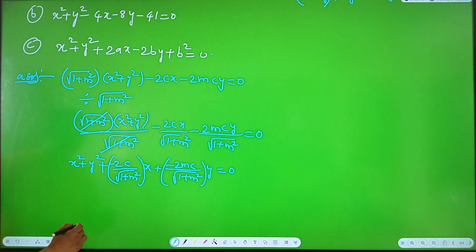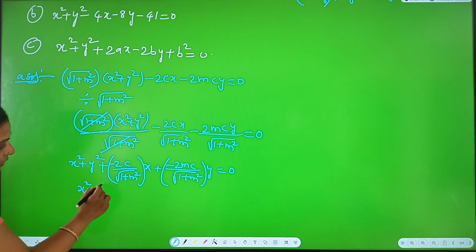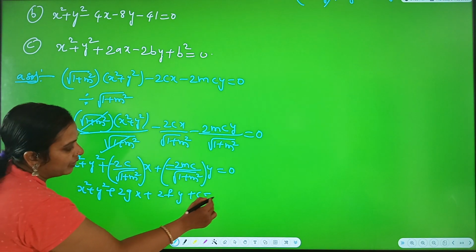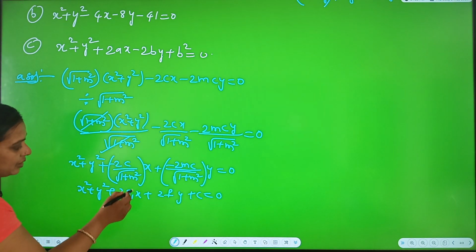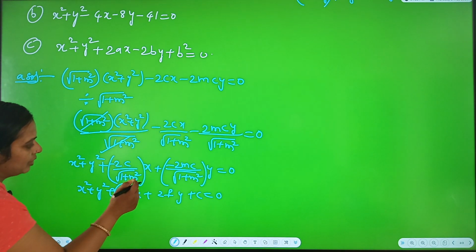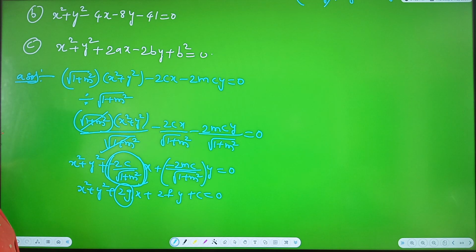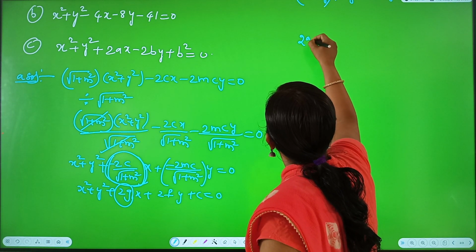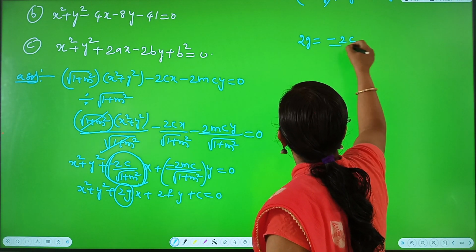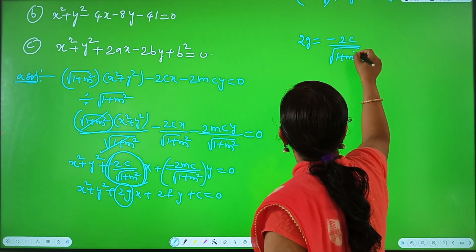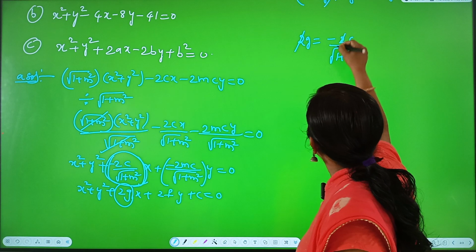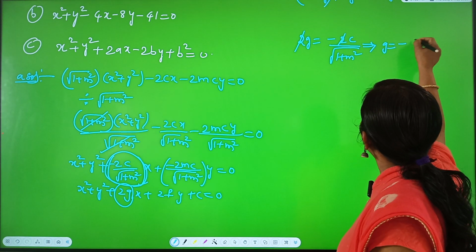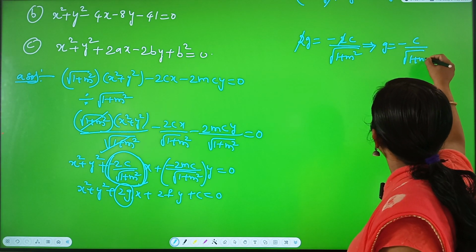Okay, compare it with the general form x square plus y square plus 2gx plus 2fy plus c equal to 0. Here, what is 2g? 2g equal to minus 2c by under root of 1 plus m square. Both sides 2 get cancelled. g equal to minus c over under root of 1 plus m square.